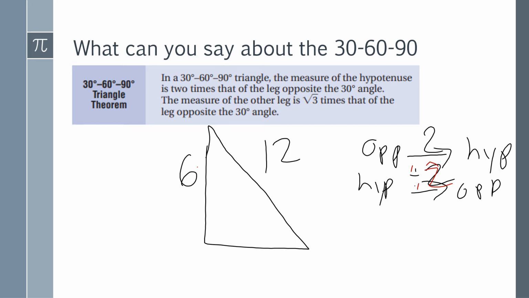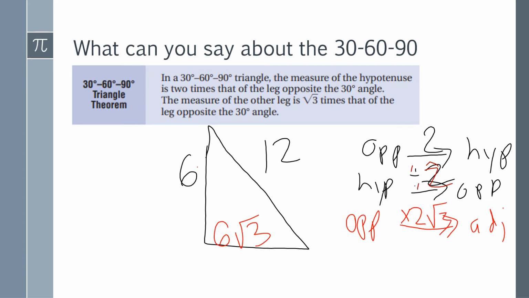All right? But we also notice that the adjacent leg was 6 square root 3. So that means from the opposite to the adjacent, it went times square root of 3. So basically, this is all you want to know about 30-60-90 triangles.